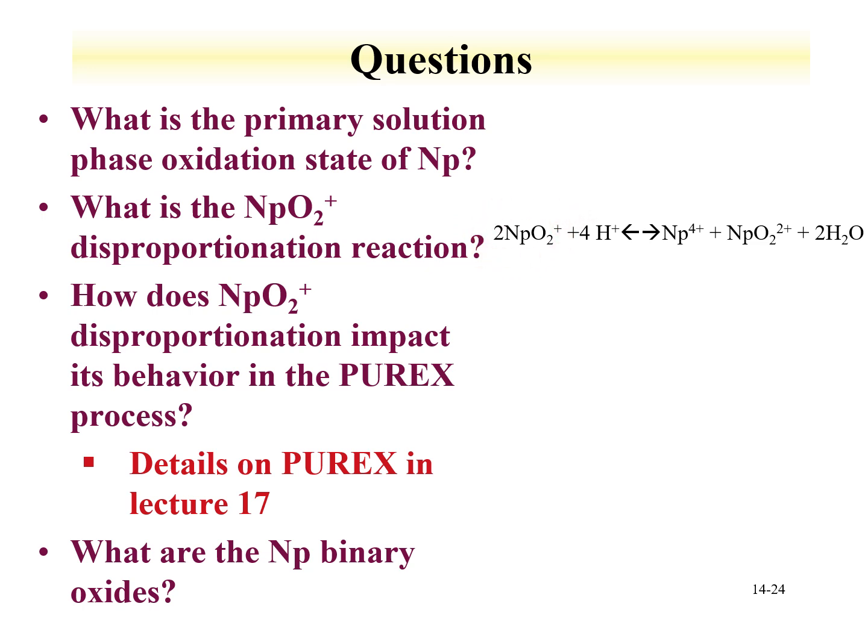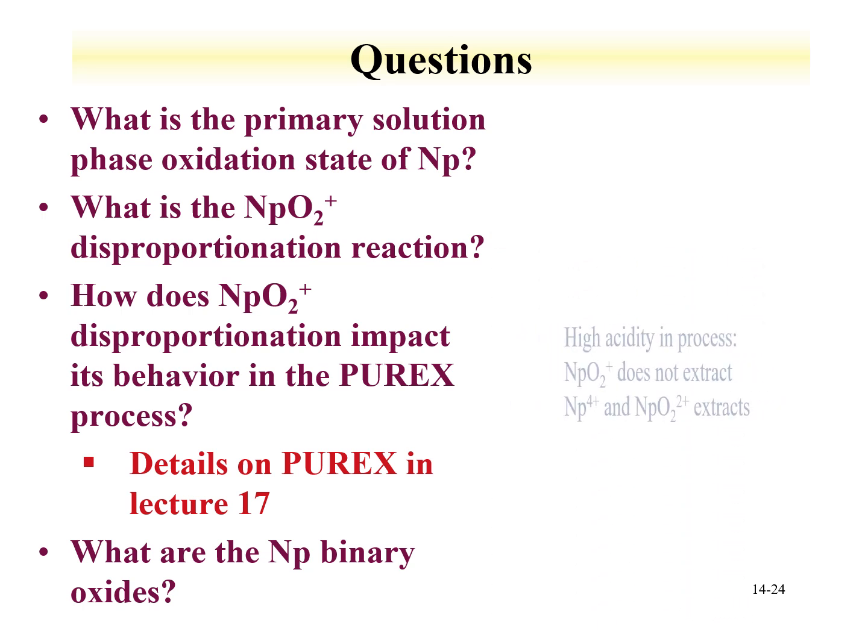How does this neptunium disproportionation reaction impact the Purex process? We introduced the Purex process in this lecture. We'll have some details on this process in lecture 17. But the process is used to remove uranium and neptunium from spent fuel. Neptunium-5 does not extract in the Purex process. However, the process is acidic, so you can get disproportionation of neptunium to the 4 and to the 6 oxidation state, and both these extract.